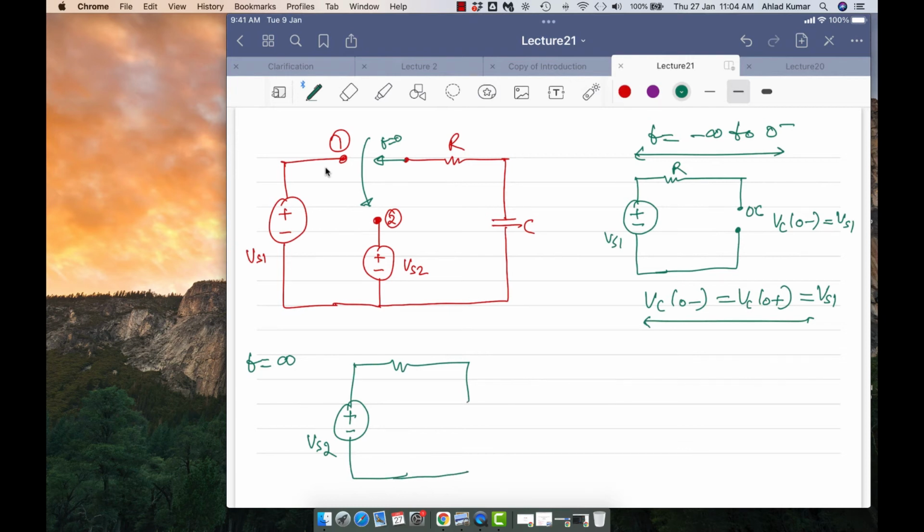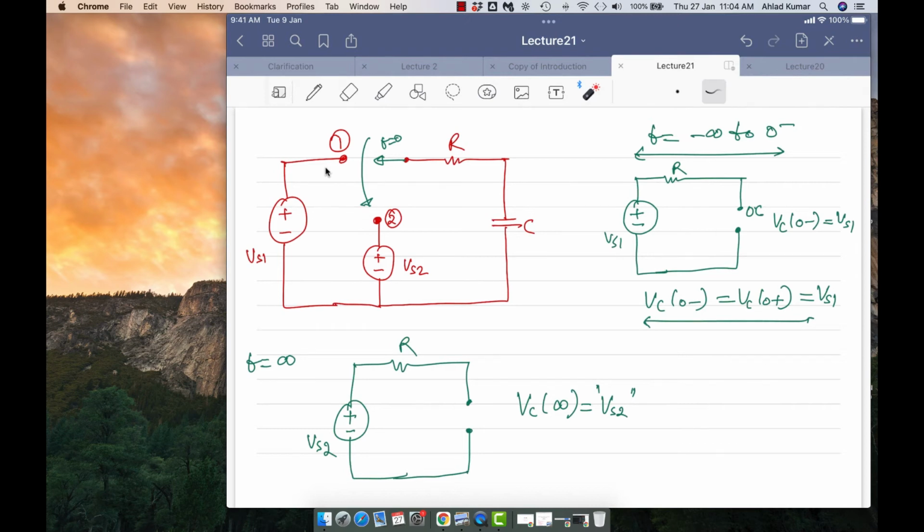Can anyone tell me? It will be open circuit. So you can check the back side of your slides. It will be an open circuit. So if it is an open circuit, then Vc at infinity is Vs2. So keep these 2 points in mind: Vc at infinity is Vs2, and Vc at 0 minus and 0 plus is Vs1. These are the 2 points that you have to keep in mind.